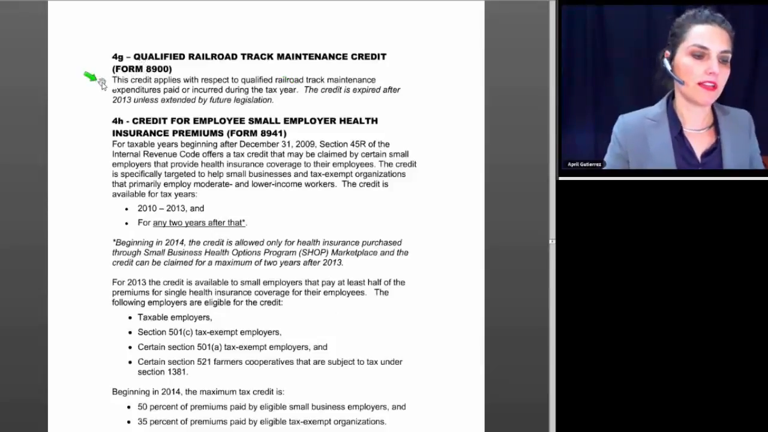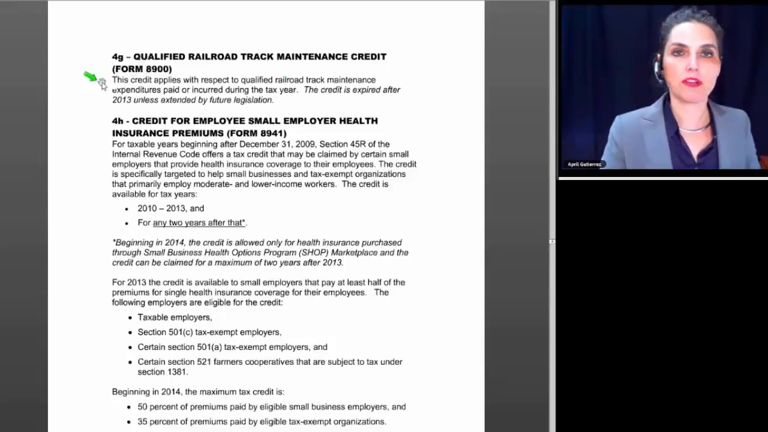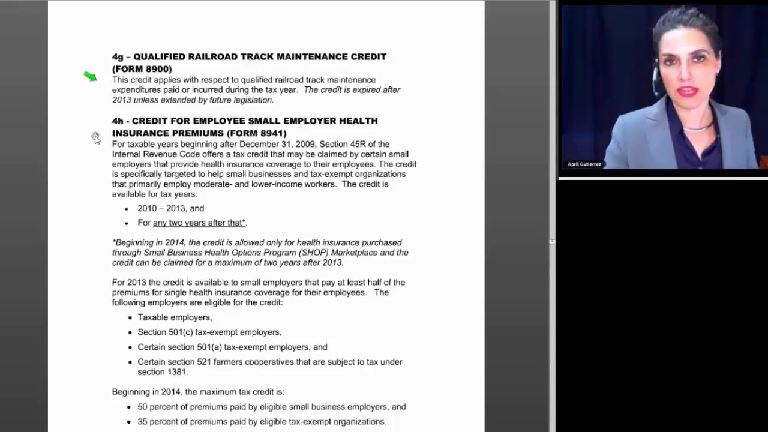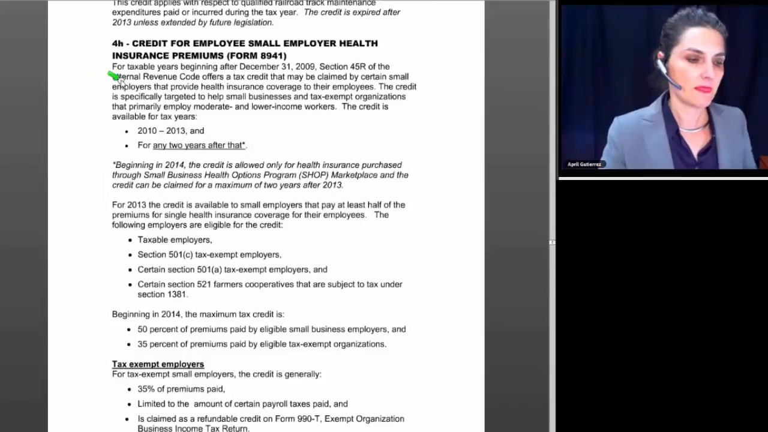Next up, we have the Qualified Railroad Track Maintenance Credit. This credit applies with respect to qualified railroad track maintenance expenditures paid or incurred during the tax year. The credit is expired for years after 2013 unless it also is extended.